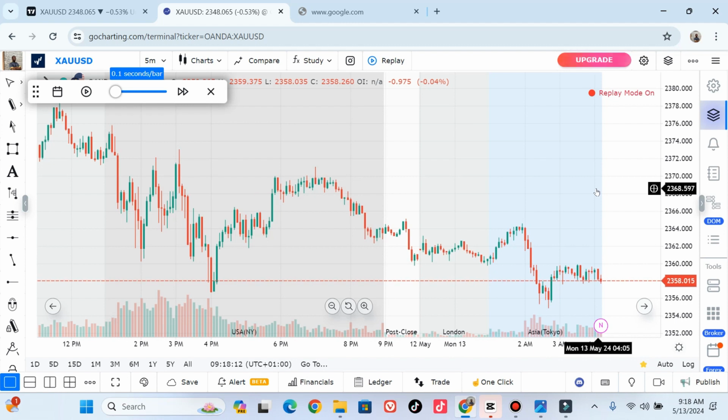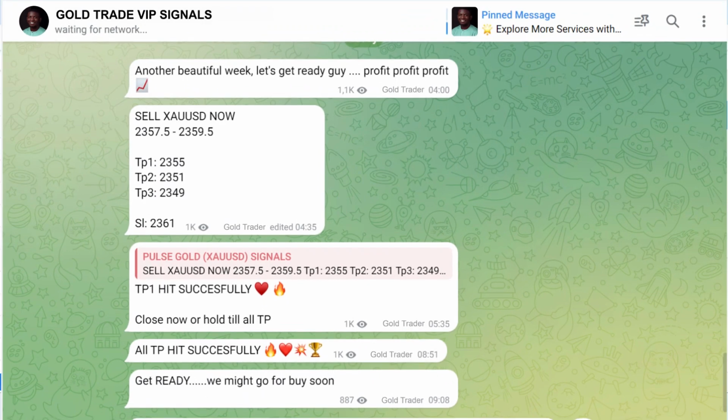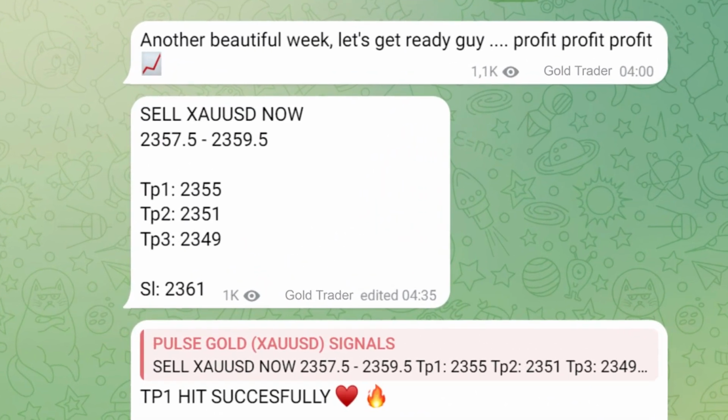Today, Monday, 13th of May, 2024, I took a trade and I gave my VIP group a signal to take the same trade: to sell XAUUSD at about 2357.5. And right there on my screen, you can see I gave them that point at 4:35 a.m.